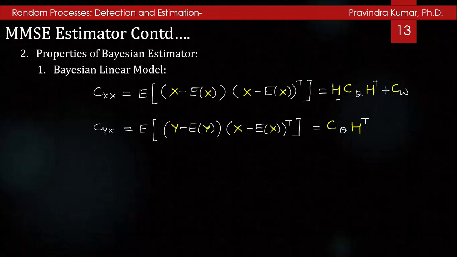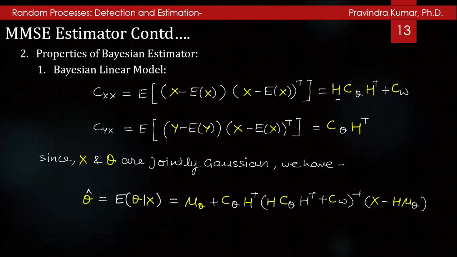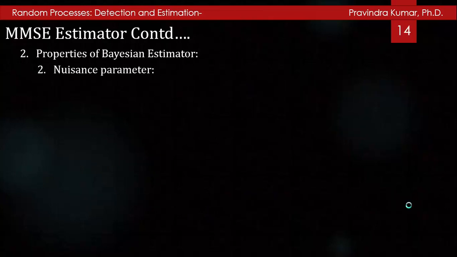and it will be CθH transpose. Since here x and θ are jointly Gaussian, we have θ cap as the conditional expected value of θ given x, and it is equal to μθ plus CθH transpose times the inverse of the matrix HCθH transpose plus Cω, times x minus Hμθ. Now another property is the nuisance parameter.